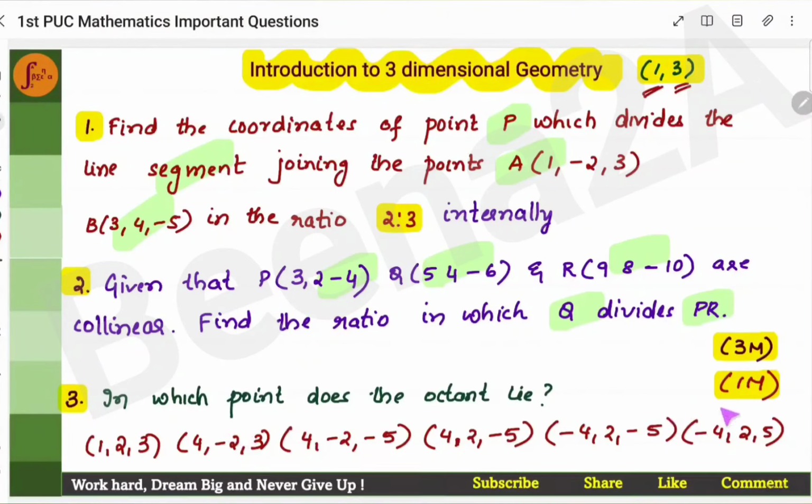Then, this is an easy 1 marker. You have to find in which octant these points lie. So practice all of these. You have to determine which octant these points lie.